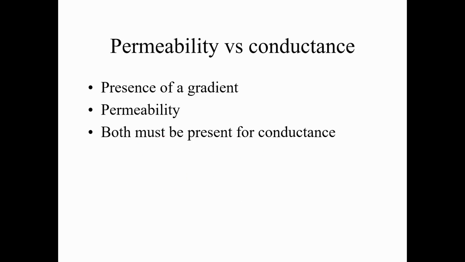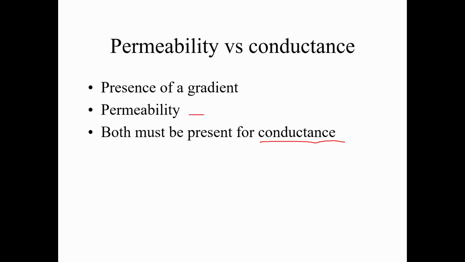All right, now we have a couple of terms I want to deal with, and one of those terms is permeability, and the other term is conductance. Now conductance is actually having ions go through a membrane. And I alluded to this earlier talking about the Goldman-Hodgkin-Katz equation. First of all, you need a gradient for ions to flow. If you don't have a gradient, there's nothing for the ions to flow along.